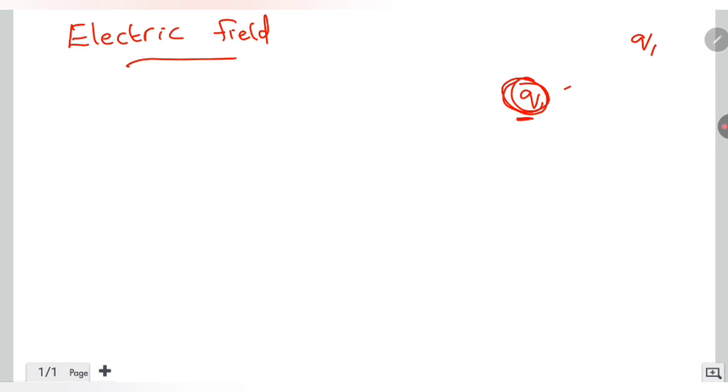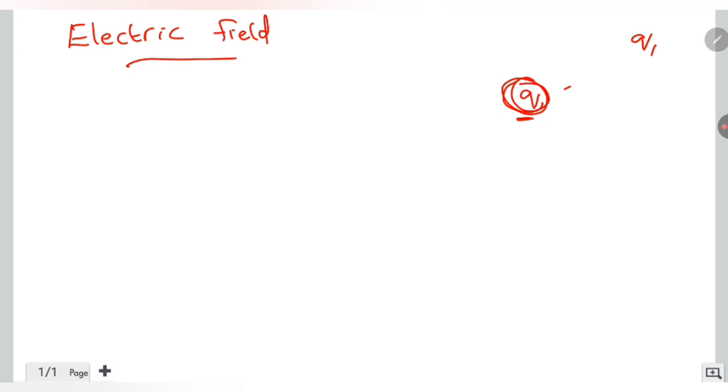So until what region can you experience that force? That is what you call the electric field. So we define electric field as a region of space in which an electric charge experiences a force. You can't call the space around a charge just an electric field. Where it experiences a force, whether attraction or repulsion, that region is called what? Electric field.